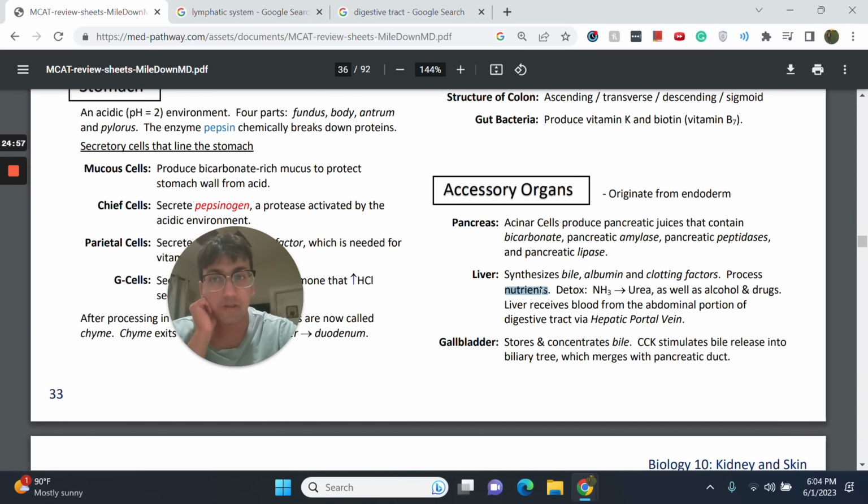The liver produces bile, albumin, clotting factors, right? Processes nutrients. So if you drink a lot of alcohol, somebody might tell you like, oh, you're making your liver do a lot of work, because it's the thing that's kind of detoxing alcohol, drugs. Liver receives blood from the abdominal portion of your digestive tract via the hepatic portal vein.